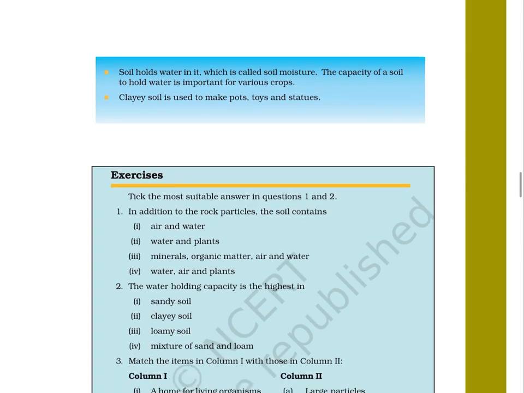Page 105. 6. Soil holds water in it, which is called soil moisture. The capacity of a soil to hold water is important for various crops. 7. Clay soil is used to make pots, toys, and statues.